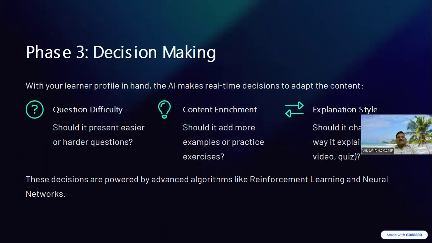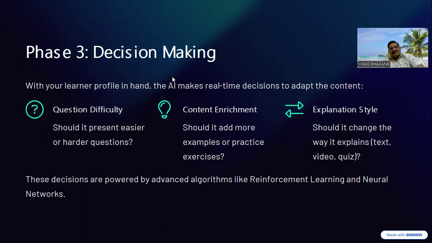Then the third step is decision making. Here, with the previous steps, whatever information the AI application system collects about you, the next decision is taken by the AI adaptive learning system. So what decisions can be taken? The difficulty of questions can be adjusted here. Should it present an easier or harder question? Content enrichment: do the learners need some more explanation about some topics? And in the explanation style also, some video interaction can be made with the learners.